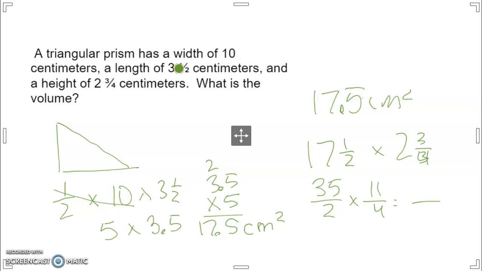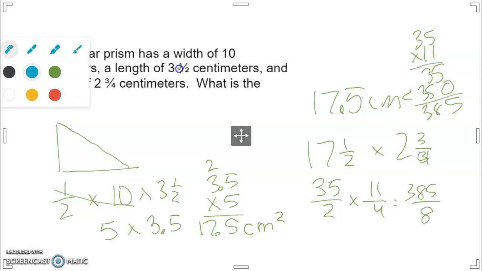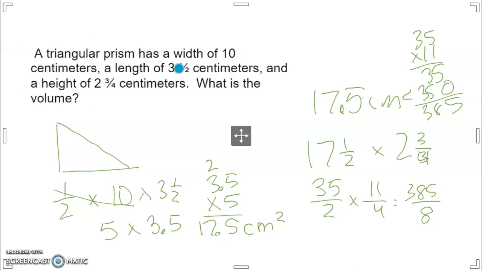2 times 4 is going to be 8. 35 times 11. 35 times 1 is 35. Carry the 0. 35 times 1 is 35. I have 385 over 8. So I can't leave an answer as an improper fraction. I am running out of room. I'm going to change colors just so I know where I'm at. So I'm going to do 385 divided by 8.